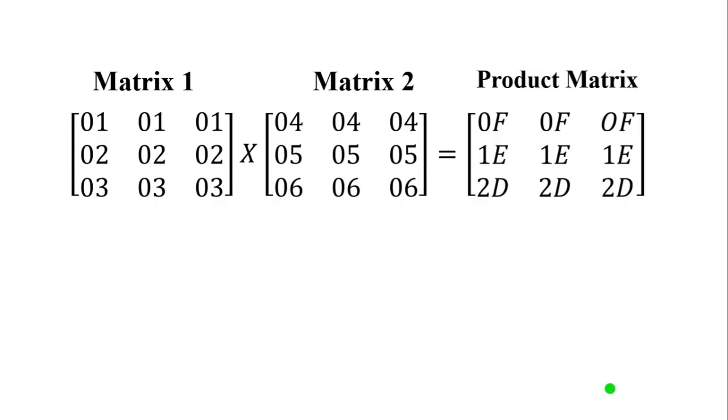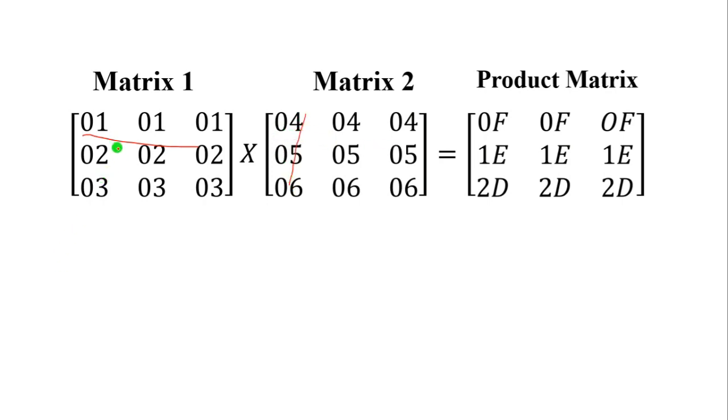First we are going to see the simple matrix multiplication. In this matrix multiplication I am going to take two 3 cross 3 matrices. This is the first matrix, this is the second matrix. The output, that is the product matrix, is also a 3 cross 3. How are we going to perform the matrix multiplication? This is the row, this is the column.